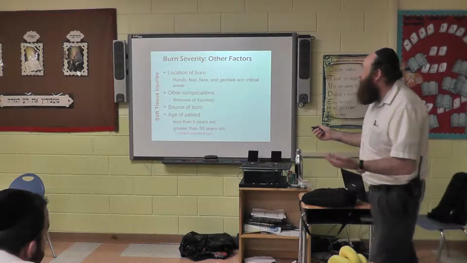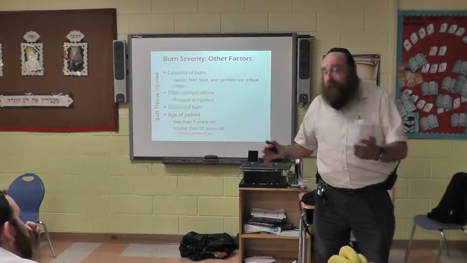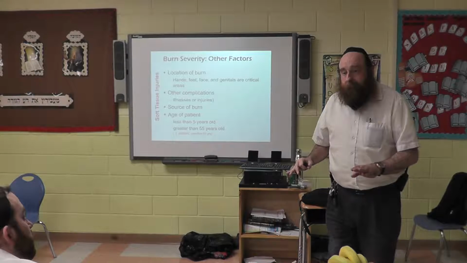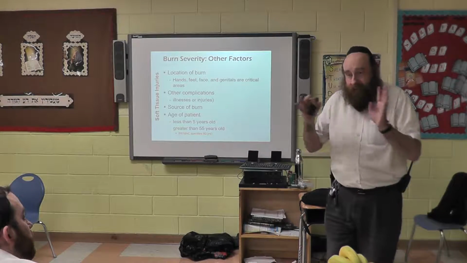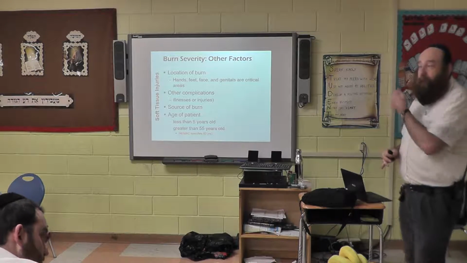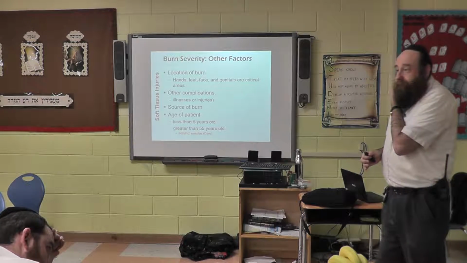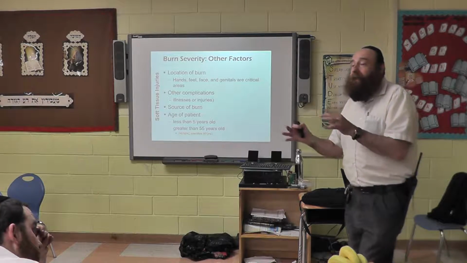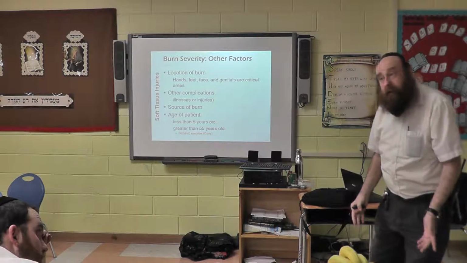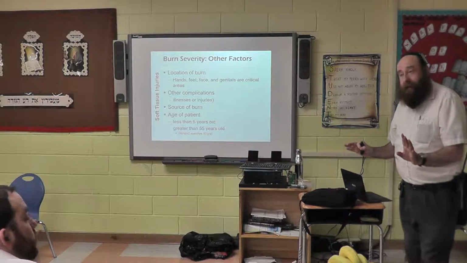So what I'm telling you is that hands, face, feet, and genitals automatically get bumped up to critical status. No matter the amount or the size of the burn. Any one of these 4 places. So the guy burns his hand, he's going to a burn center. Yes. Whereas if he has a much larger burn and it's on his arm or his leg, it may not be necessary.